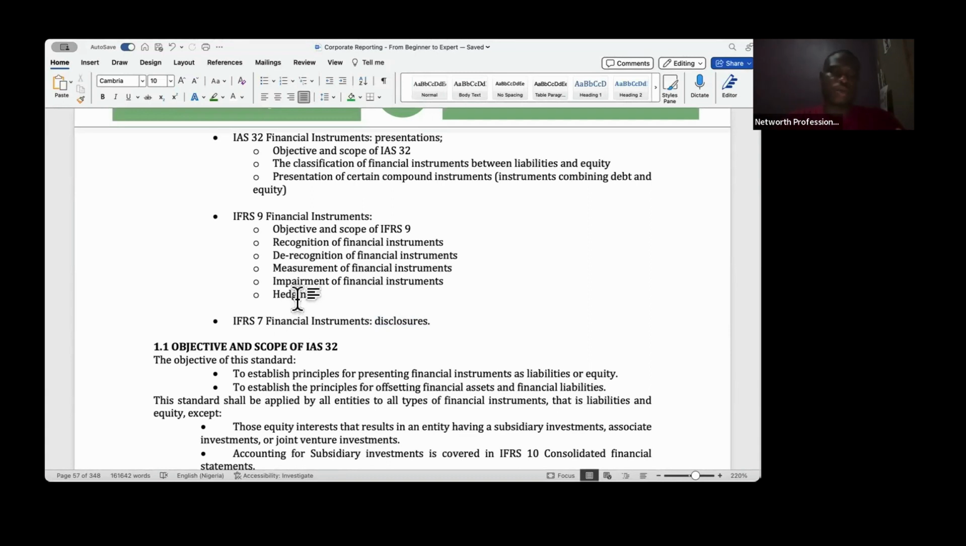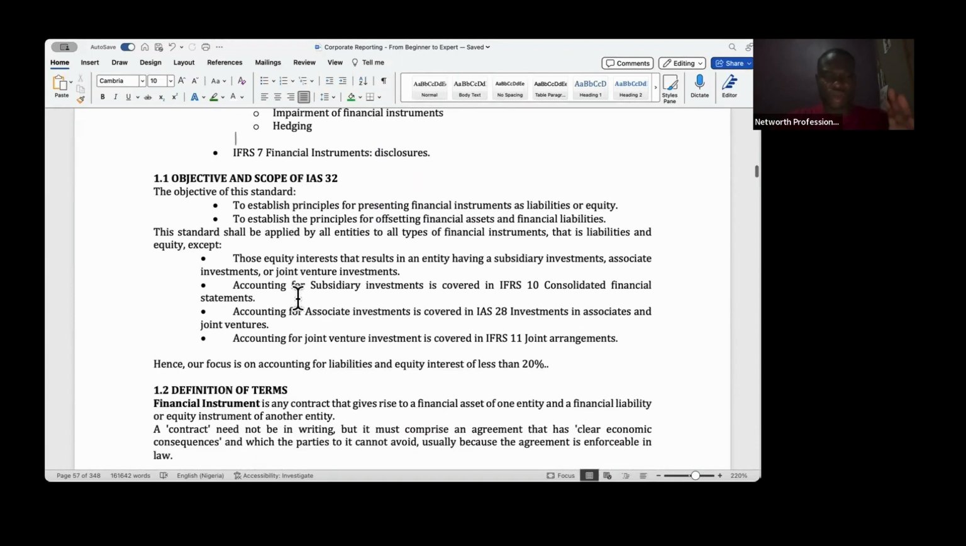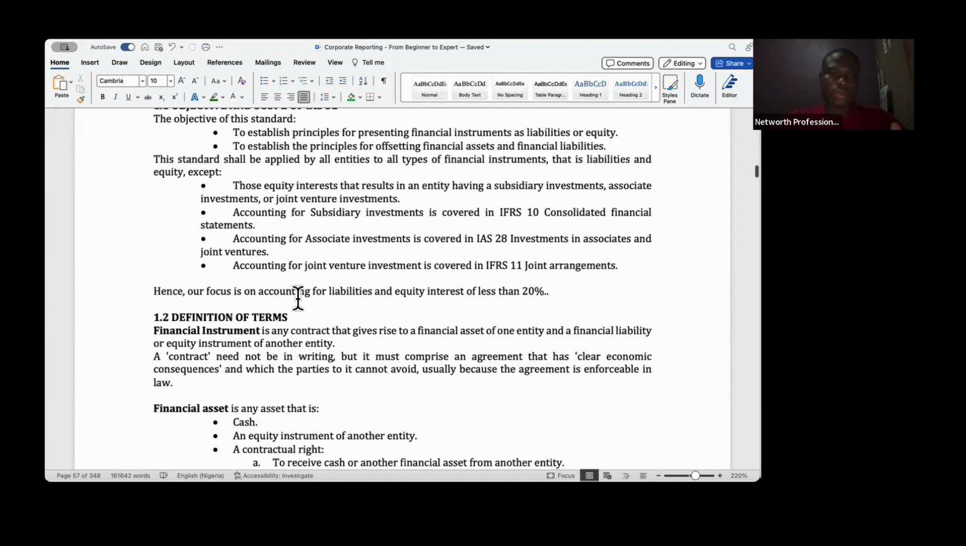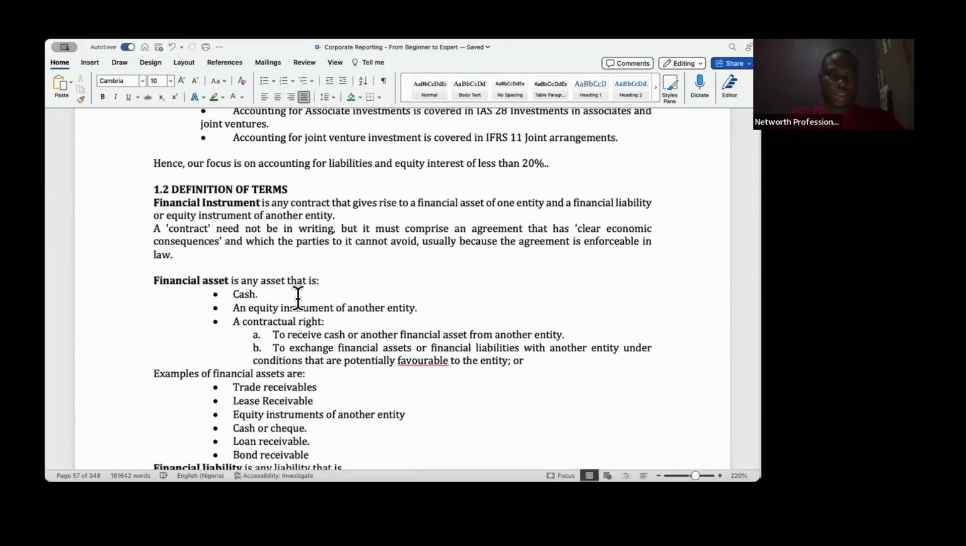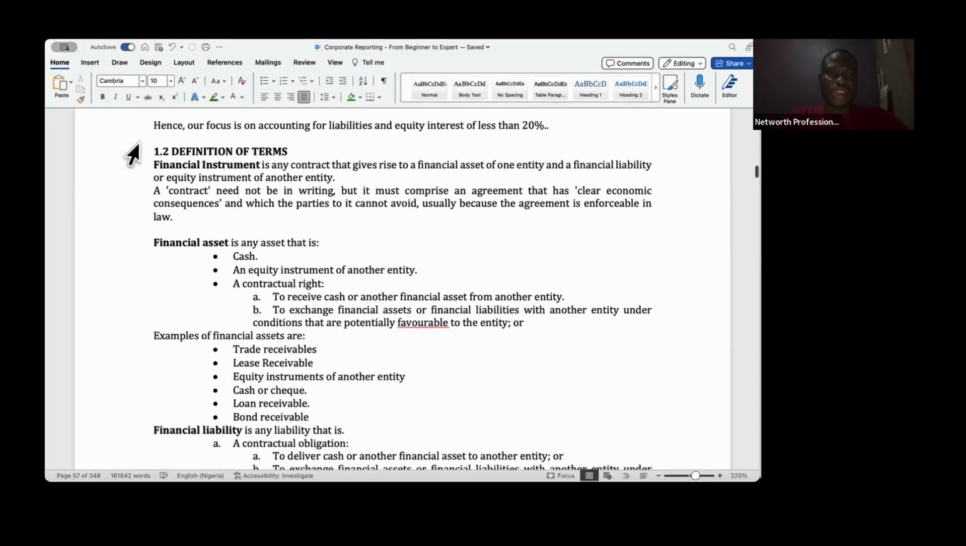So the first thing I want us to look at, let's go straight to understanding what a financial instrument is before we then spread our tentacles around other things you need to know. Looking at the definition of certain terms, these definitions are majorly from IAS 32. So yes, it's actually IAS 32 that helped in defining all these terms. The first term we'll need to understand is what is a financial instrument.